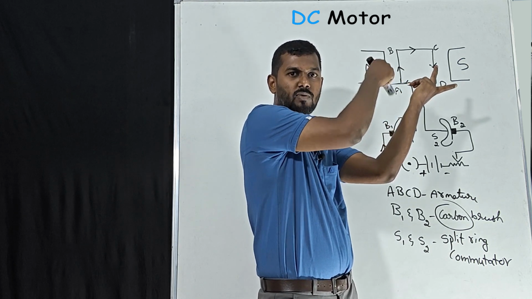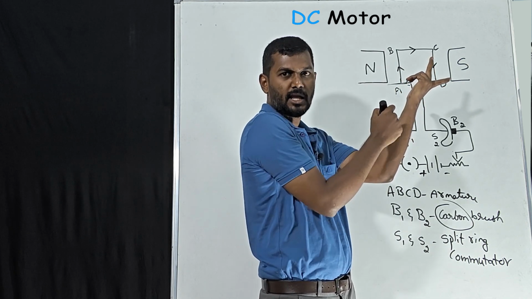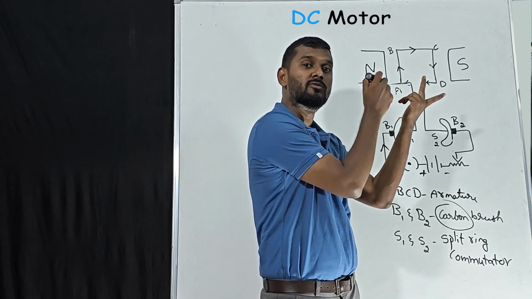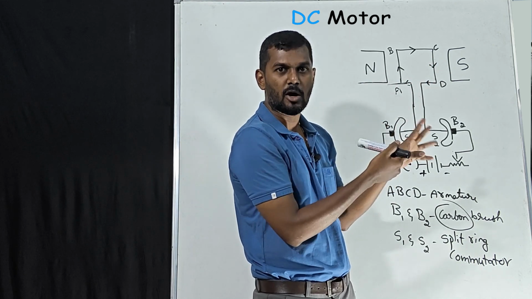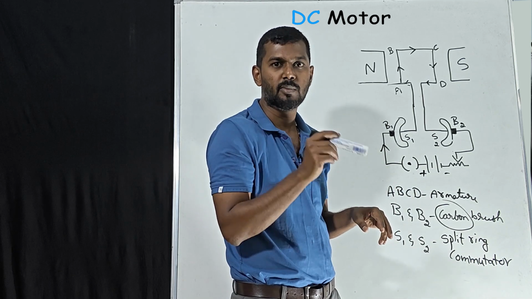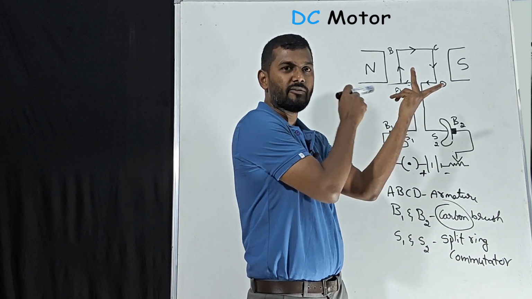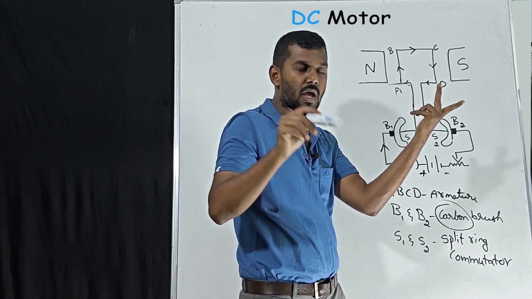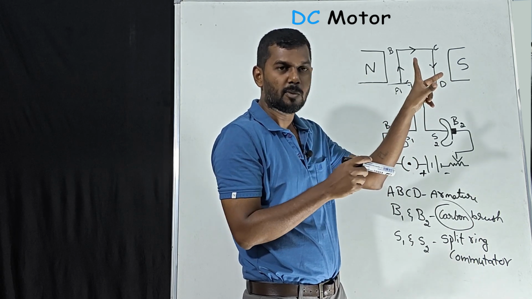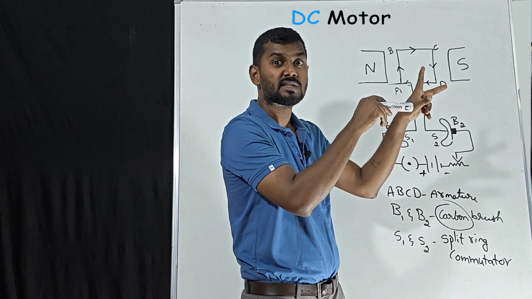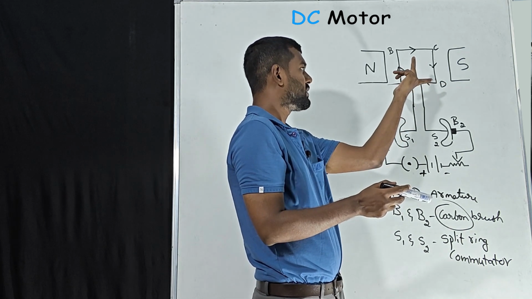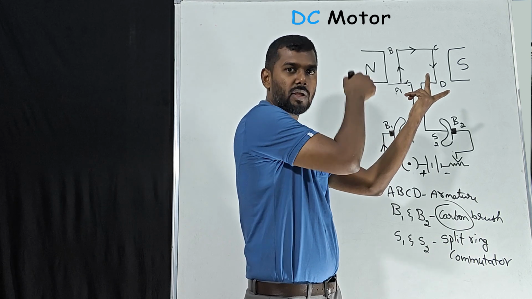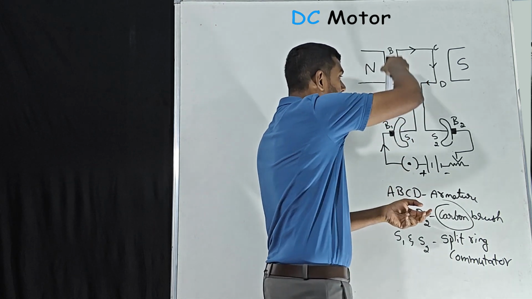The force is downwards, or towards the board, correct? Towards the board means inward. If the force is away from the observer, that means inward. If the force is towards the observer, that is outward. Keep this in mind. Now according to the direction, of course it is towards the board, so it is inward. Inward means from top to bottom.